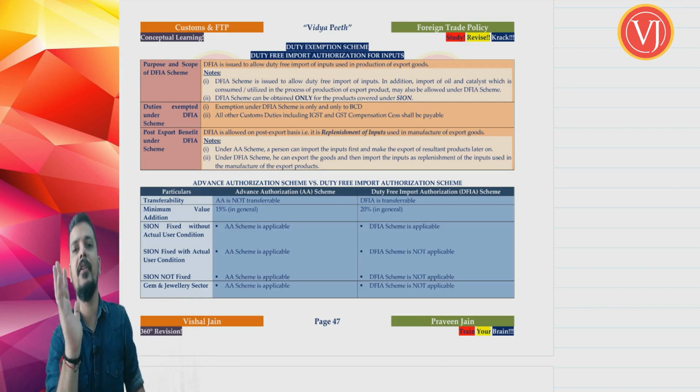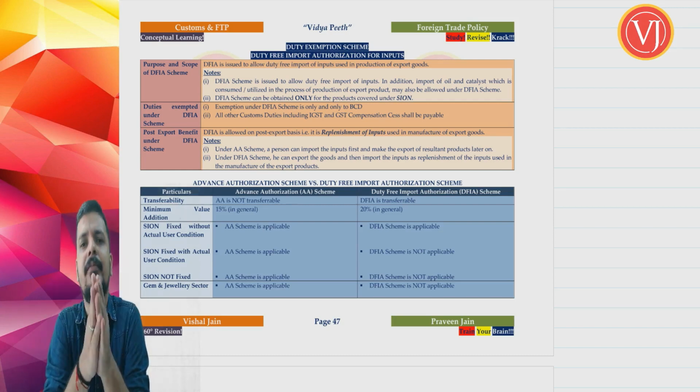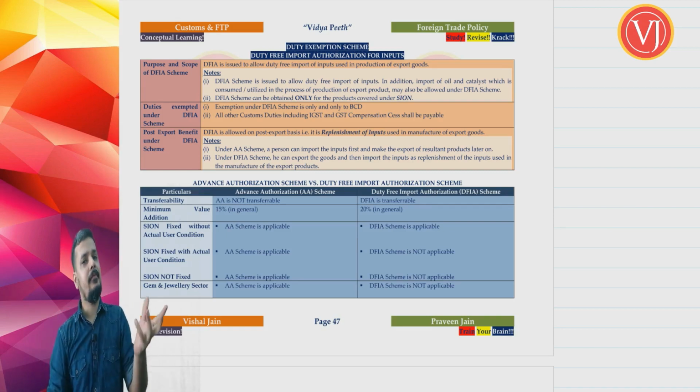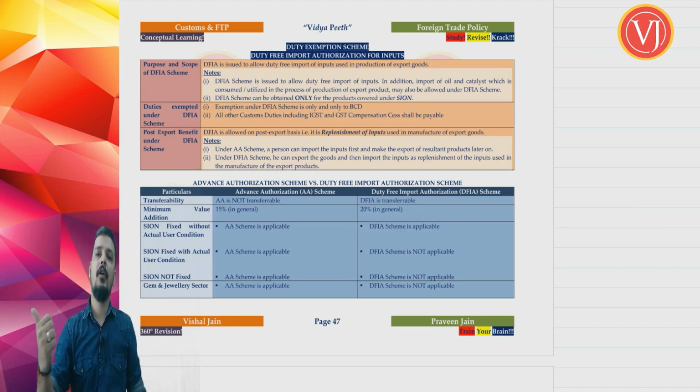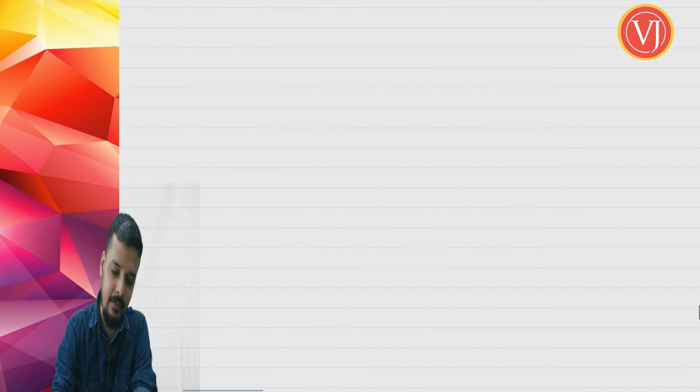Now what is duty free import authorization? Duty free import authorization is a twin brother of your advance authorization. The benefit is only for your inputs, not paying import duty on your inputs. Exactly the same. But what is different is that when you talk about advance authorization, you import the goods without payment of import duty with the promise of export obligation. Here you first prove your export performance, then based on export performance you get duty free import authorization, then on the basis of that you import the goods free of duty. It is reverse. If I were to explain in a very simple way, the sequence is ulta.